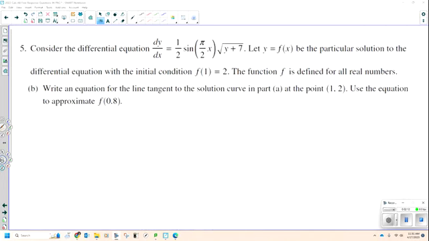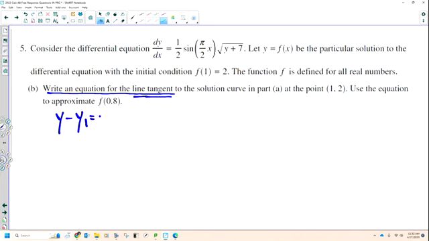5B tells us, write an equation for the line tangent to the solution curve in part A at the point (1, 2). Use the equation to approximate f of 0.8. If you don't know, now you know, because anytime they ask you to write an equation of the tangent line, you should automatically be going to y minus y1 equals m times x minus x1. And we really only need 3 pieces of information here.